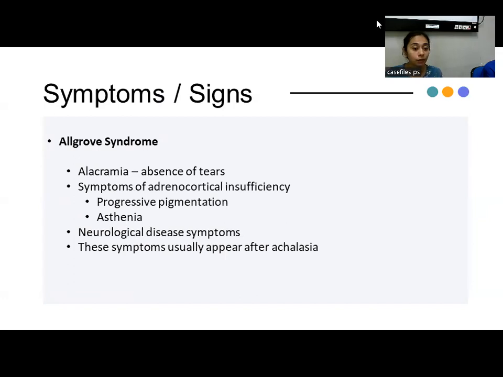The patients of Allgrove syndrome also present with absence of tears, symptoms of progressive adrenocortical insufficiency, which is progressive pigmentation and asthenia. Neurological disease symptoms can be present. These symptoms usually appear after the symptoms of achalasia, which is dysphagia and regurgitation.